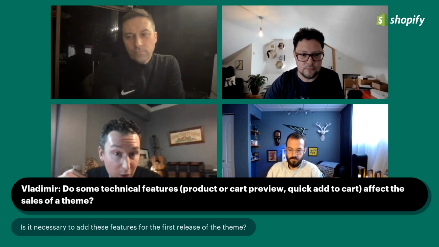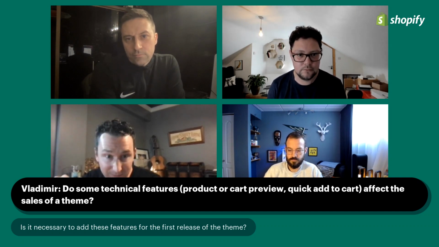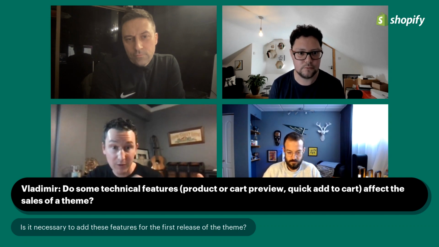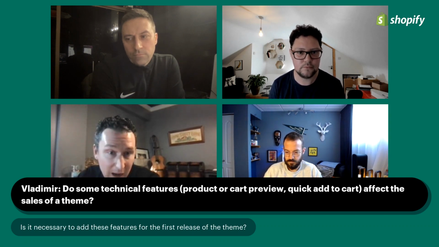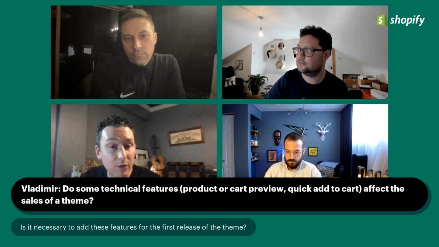We hope that partners are mapping out the purchase flow of their theme and making sure that if these things are features that would be complementary to the theme and help the purchase flow for the merchant's customer, then I would definitely consider adding them. But again, maybe not, and maybe it is something you can build in over time.